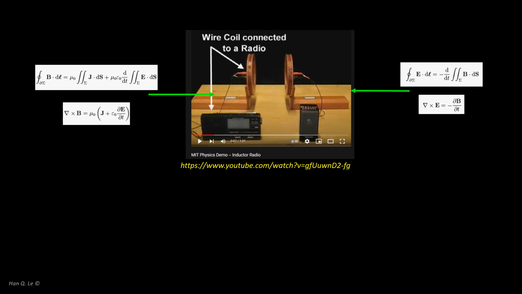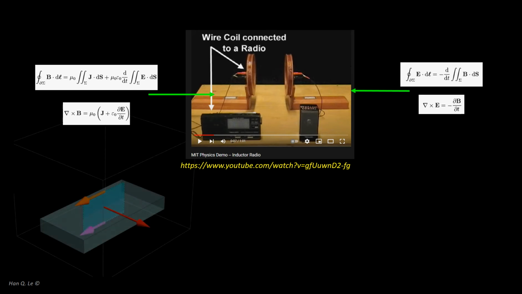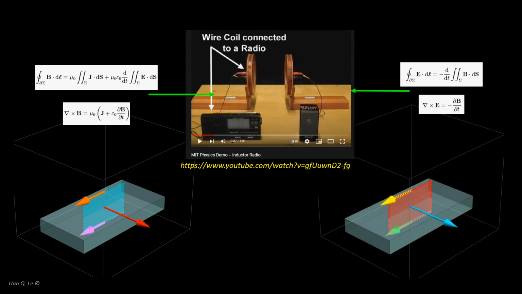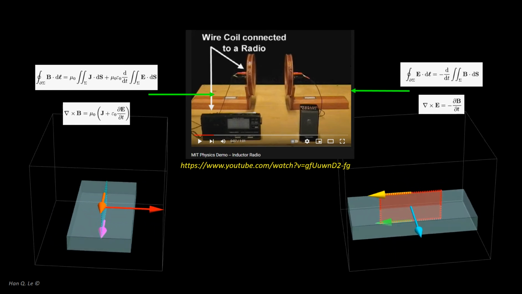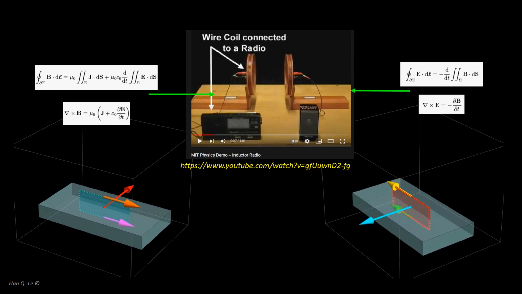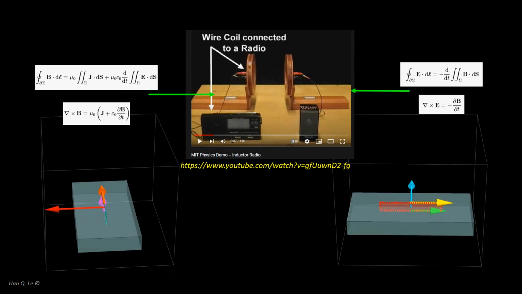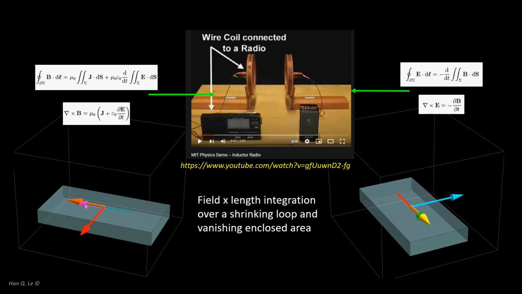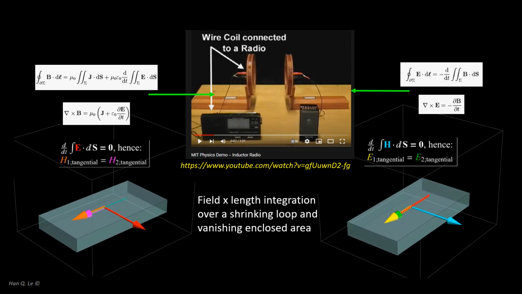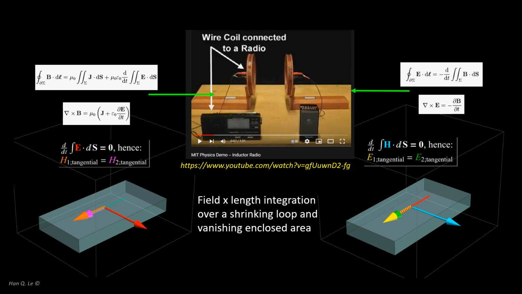Both laws can be applied to a light wave at an interface. On the left-hand side, there is no current, but there is an electric flux, which can induce a magnetic curl, as represented by the integration of H field around a loop. Similarly, on the right-hand side, there is a magnetic flux inducing a curl of electric field. As the loop of either case is shrunk, the enclosed area vanishes, leading to the implication that the tangential component of the curl field must be continuous across the interface.